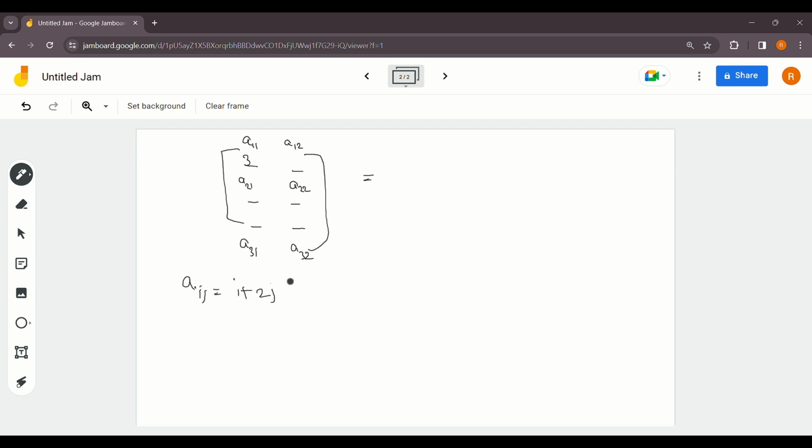i as 1, j as 2: you will be getting 2 into 2, 4 plus 1, this is 5. Similarly, for 2, 1: 2 plus 2, 4. For 2, 2: 4 plus 2, 6. For 3, 1: 3 plus 2, 5, and for 3, 2: 7. So this is the answer: 3, 5, 4, 6 and 5, 7. This is how you have to construct a matrix. Questions can be asked on the construction of matrices.